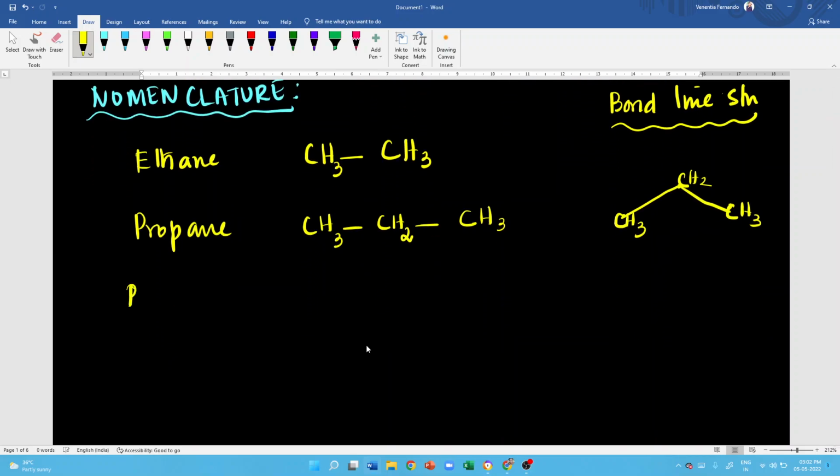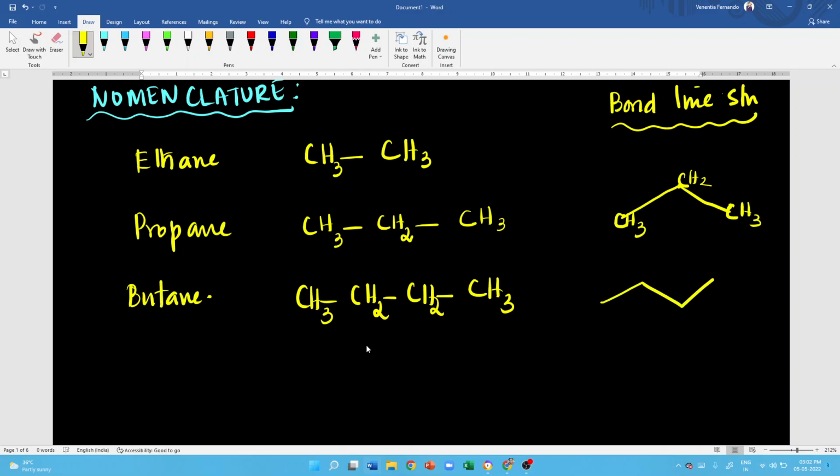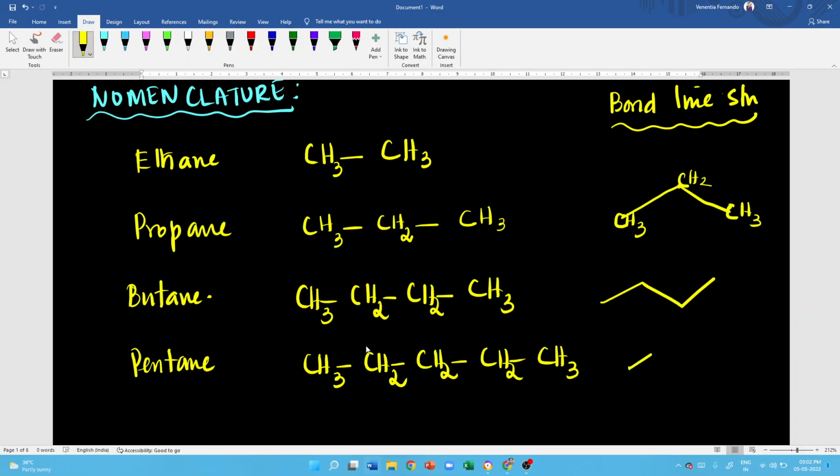So let's try for butane. Butane means 4 carbon, H3, H2, H2, H3. So 1, 2, 3, 4. This is the bond line structure for butane. Let me try for pentane. 1, 2, 3, 4, 5. So this is H3, H2, H2, H2, H3. So 1, 2, 3, 4, 5. This is the bond line structure for pentane.